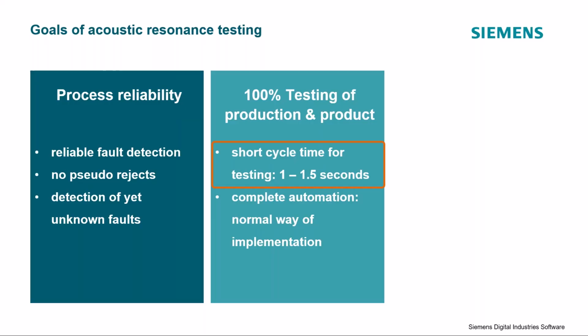Then recording a time signal of, let's say, 100 or 200 milliseconds, calculating the spectrum, extracting numbers, calculating some metrics and coming to an assessment. So 1 to 1.5 seconds, and then you're done. Complete automation is the normal way of implementation.